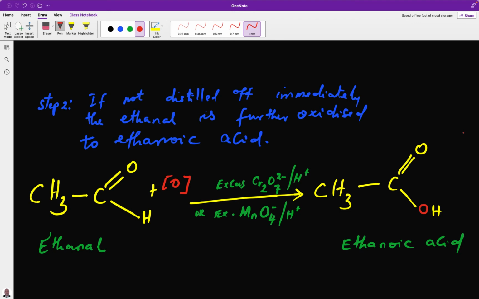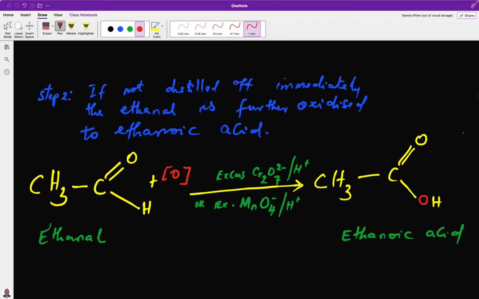So primary alcohols are oxidized first to aldehydes. If the aldehyde is not removed, it is further oxidized to what? To carboxylic acid. And this is what happens here with ethanol.